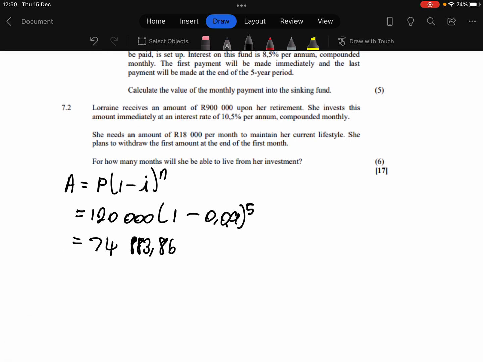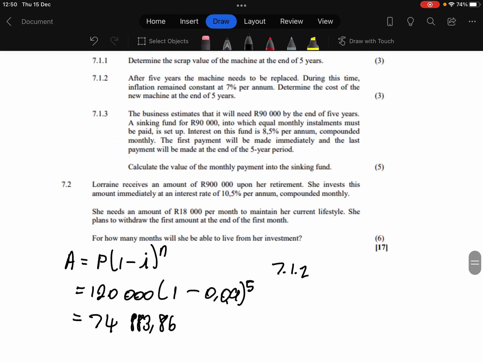Moving on, 7.1.2. After 5 years, the machine needs to be replaced. During this time, inflation remained constant at 7% per annum. Determine the cost of the new machine at the end of 5 years. Okay, so this is basically the same thing as the depreciation. We're using the exact same formula, except now it's inflation. So we need a positive there because the value will increase over time. Plus i to the power of n.